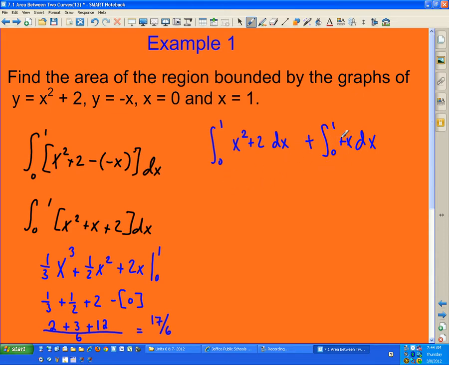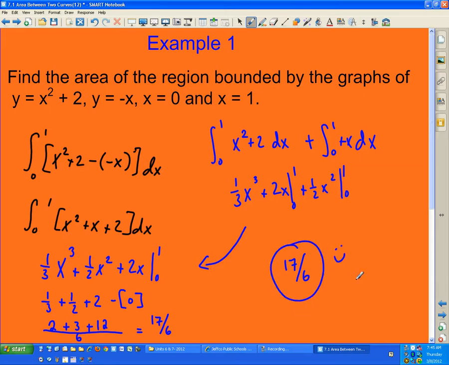And so now I get 1/3 x cubed plus 2x plus 1/2 x squared, and this one is from 0 to 1, and this one is also from 0 to 1. Therefore you can see that this step right here only saved me one step of integration, and by plugging in the values I'll still end up with 17/6 for the area between the two curves.